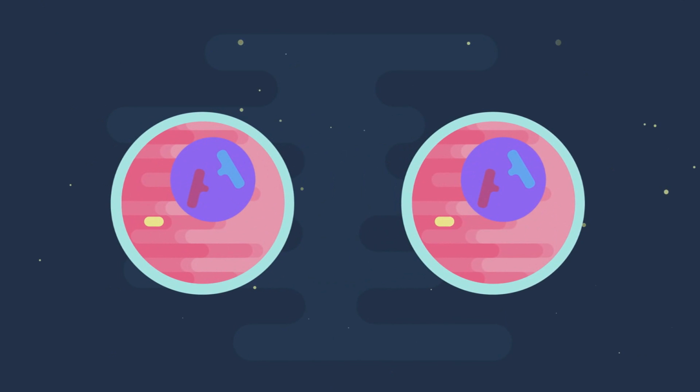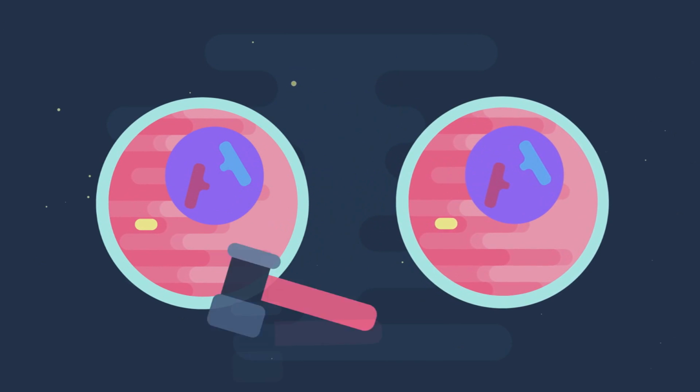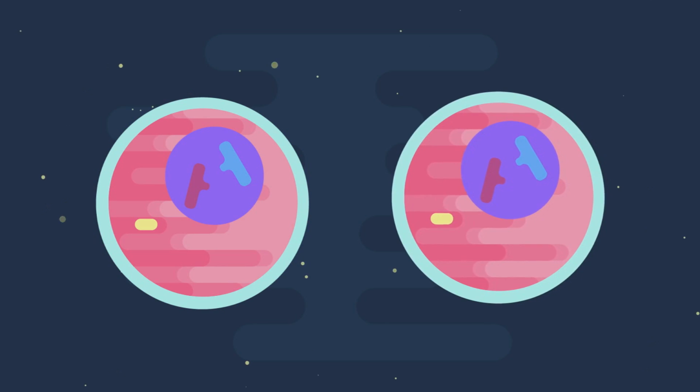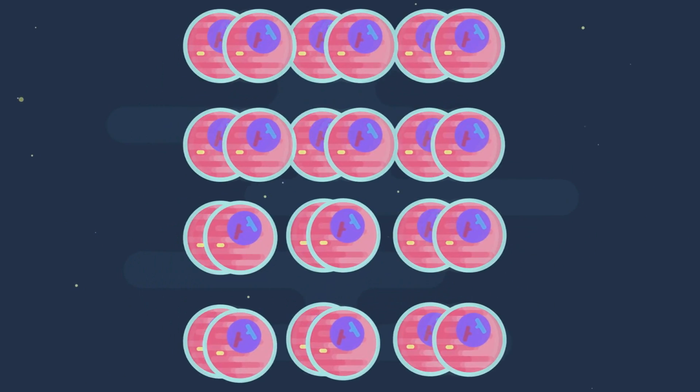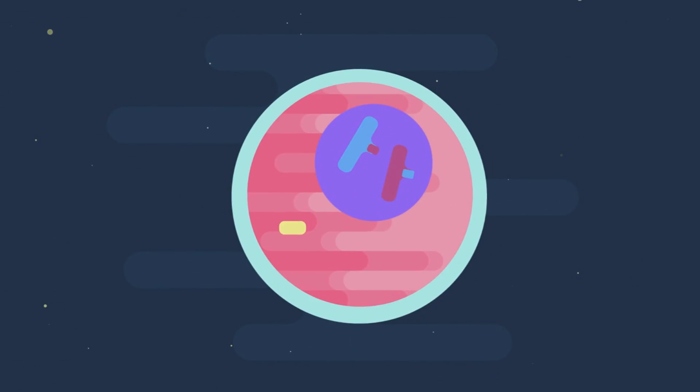Mitosis produces identical copies of cells and is involved in growth, cell repair, and asexual reproduction, which is how simple organisms reproduce. When cells divide by mitosis, the number of cells increases and hence the organism grows. So let's get stuck in.